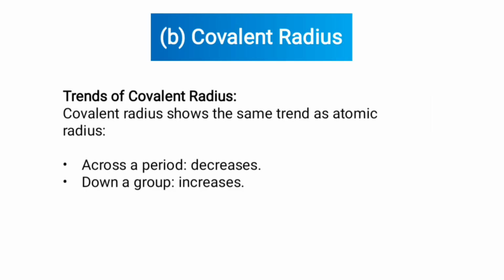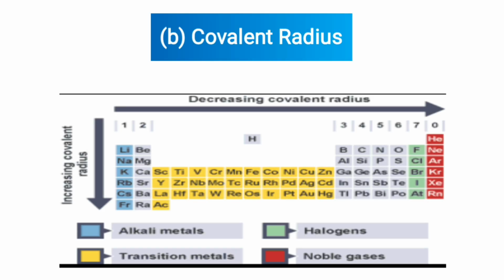Now, trends of covalent radius. Covalent radius shows the same trends as atomic radius. Across a period it decreases, and down a group it increases. You see, covalent radius increases down the group, and decreases from left to right across a period.